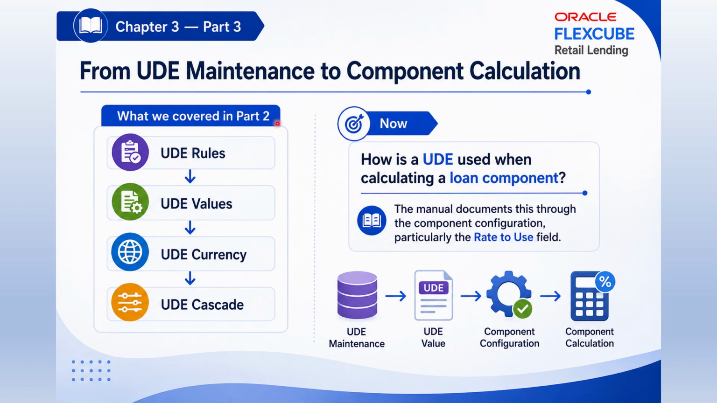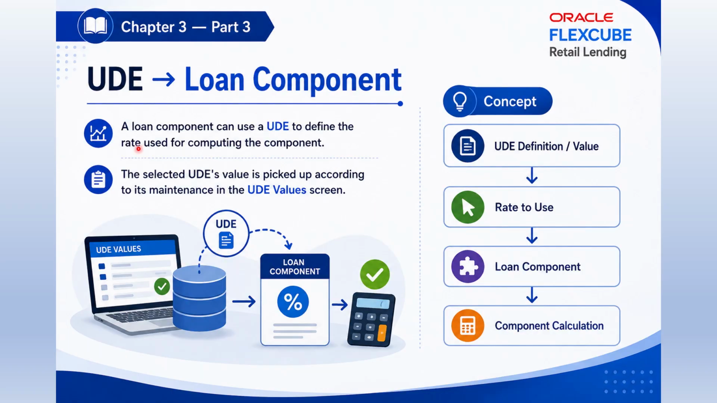We looked at UDE rules, UDE values, UDE currency, and UDE cascade. Now let's take the next step. How does a UDE actually participate in calculating a loan component? The Oracle manual explains this relationship through the component configuration, particularly the rate to use field, UDE and loan component. The UDE can be used to define the rate used for computing a loan component. The selected UDE's value is picked up according to its maintenance in the UDE value screen. So, conceptually, we can think of the relationship as UDE definition and value, then rate to use, then the loan component, and finally the component calculation.